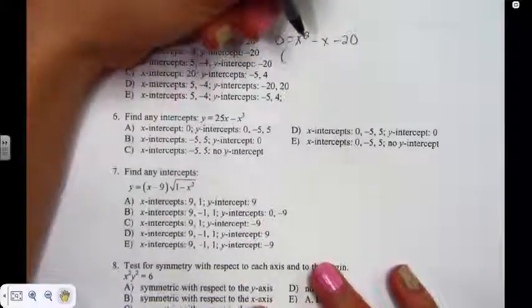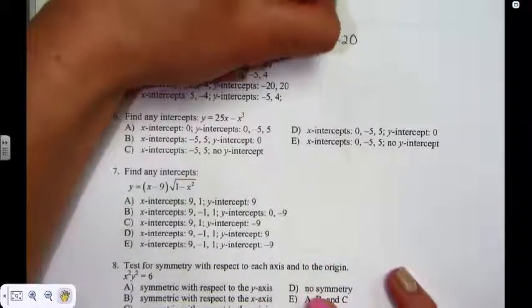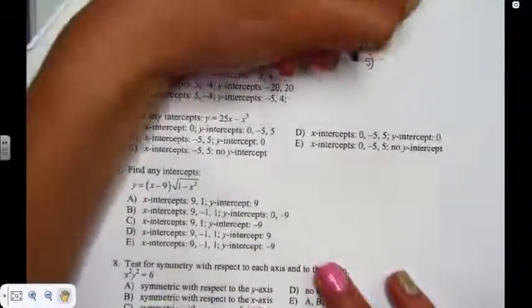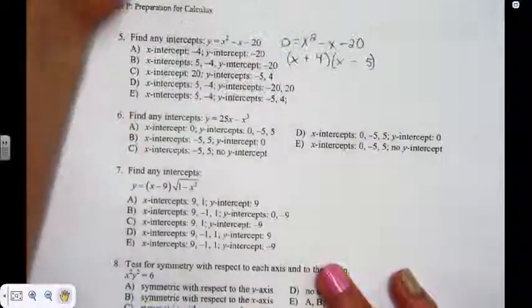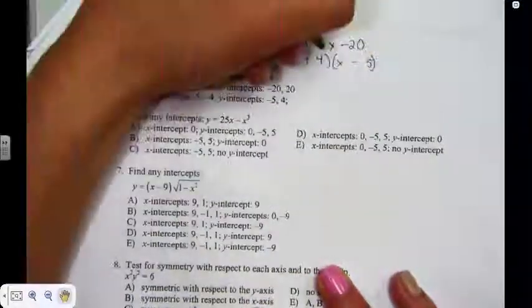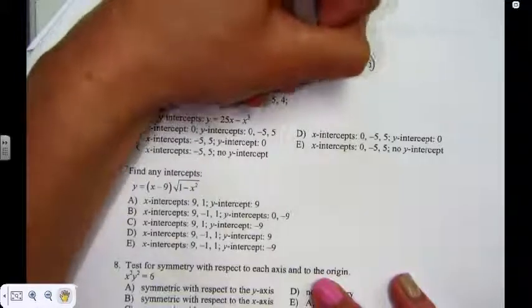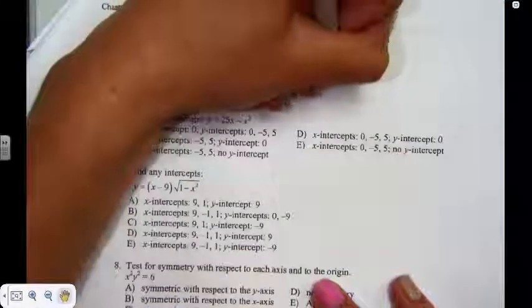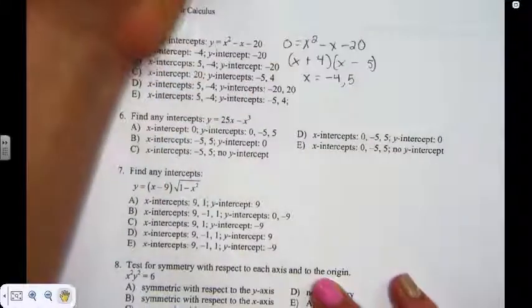We know we have to have an x, 5, and 4. It has to be a negative x, so we're going to have x minus 5 and x plus 4. Set each of those equal to 0. We get x equals negative 4, positive 5.